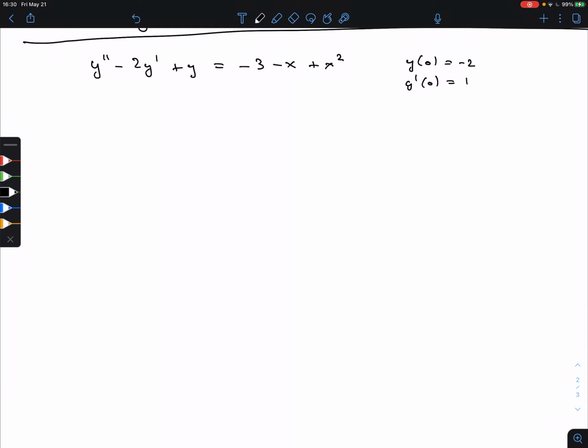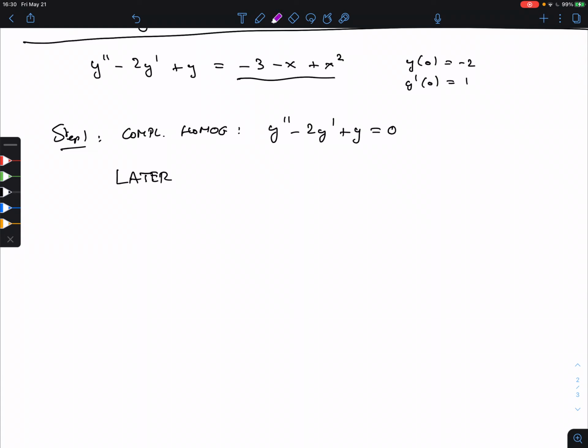But going back to the issue at hand. Step 1, the complementary homogeneous equation, that is y double prime minus 2y prime plus y equals 0, right? So we put this forcing function, we replace it by 0. Later we will see that there are two solutions. y1 is e^x, and y2 is x e^x.